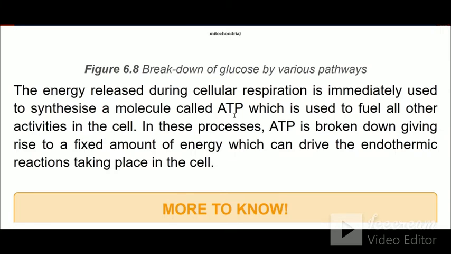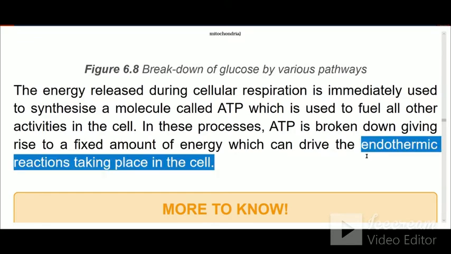In this process, ATP is broken down, giving rise to a fixed amount of energy which can drive the endothermic reaction taking place in the cell. Now here another reaction is given, that is the endothermic reaction.